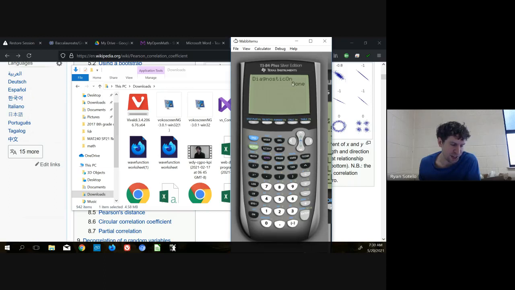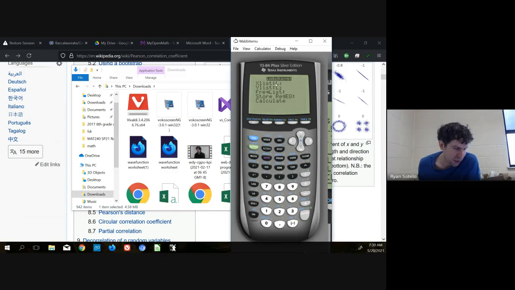So turn it on. And then once you get your data entered, you go to stats, calc, linear regression. Instead of y equals mx plus b, it's going to say y is equal to ax plus b. So let's get our best fit line using our data.